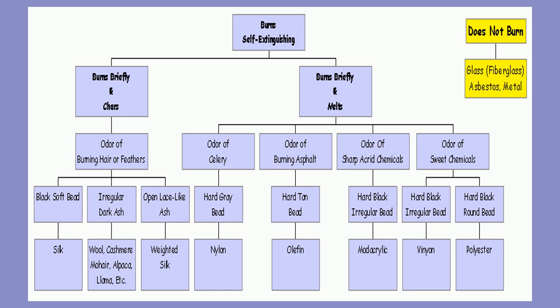If the odor is of sharp acid chemicals and it forms a hard black irregular bead, then it is modacrylic fiber. And if the odor is of sweet chemicals, it has two possibilities: a hard black irregular bead, then Vinyon fiber, and a hard black round bead, then it is polyester fiber. So this is more on the synthetic fibers and their comparison with the animal origin fibers during burning.